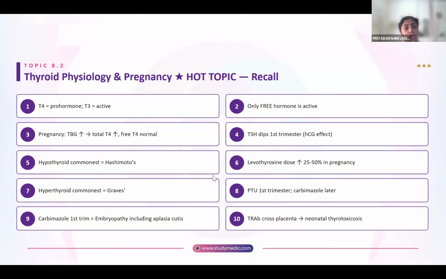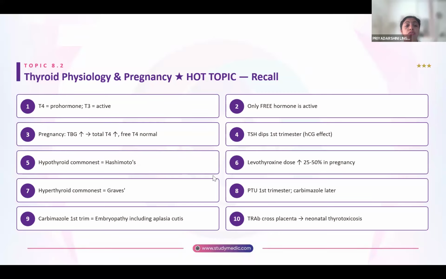So what happens to your total T4? Increases, but your free T4 is still normal. Because of HCG, there's a fall of thyroid stimulating hormone in your first trimester. Hypothyroidism, most common is Hashimoto's. Hyperthyroidism, most common is Graves' disease.